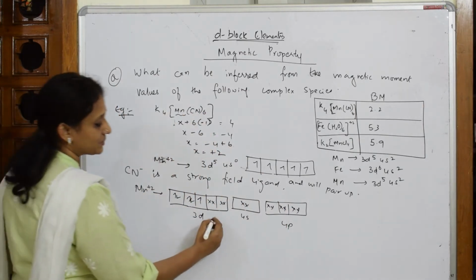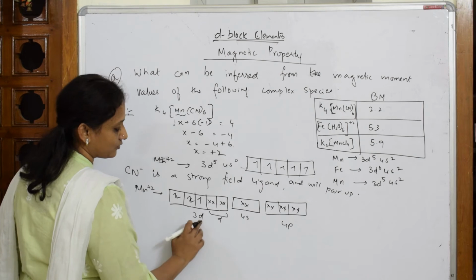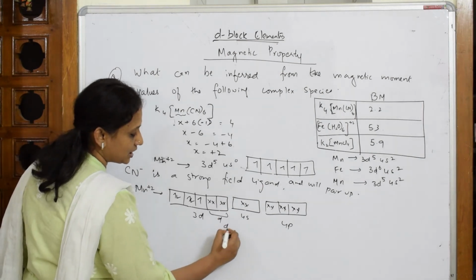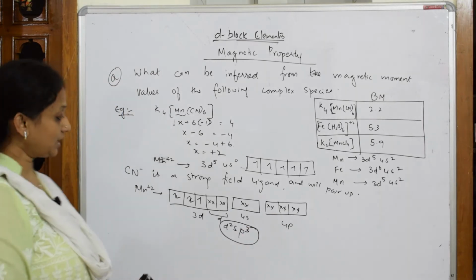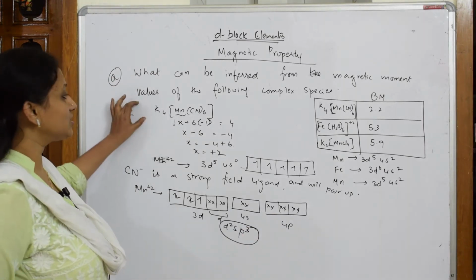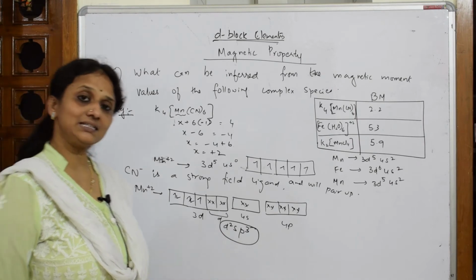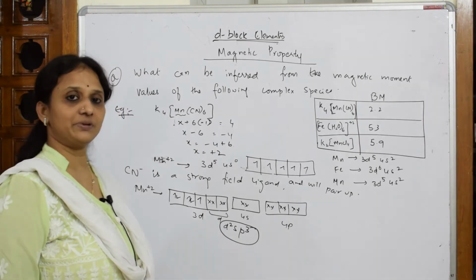So now what is this hybridization? This is d2sp3 hybridization. Okay. So now what are we inferring? With this data given, we are trying to find the type of hybridization.